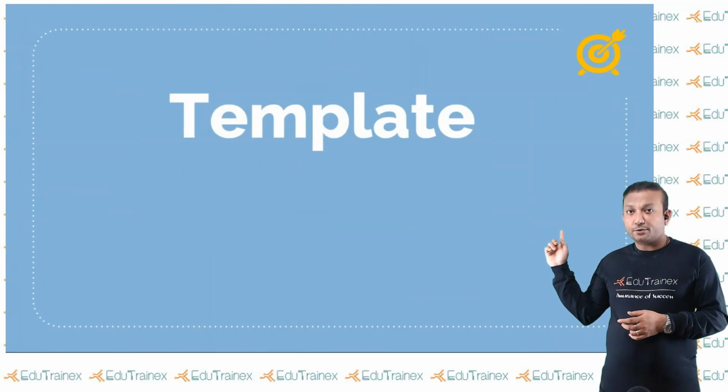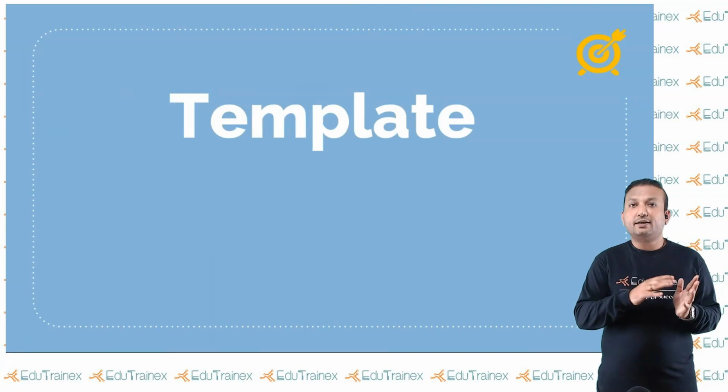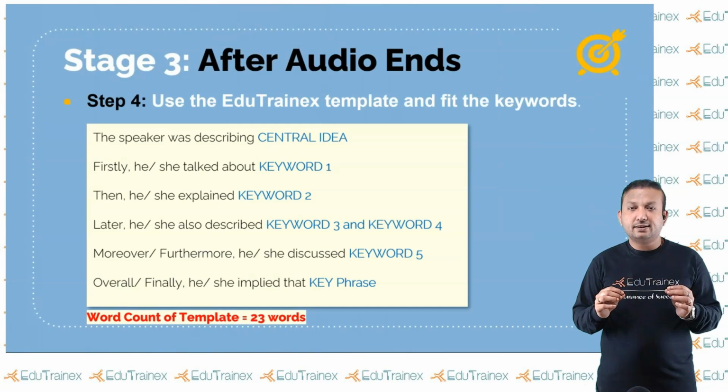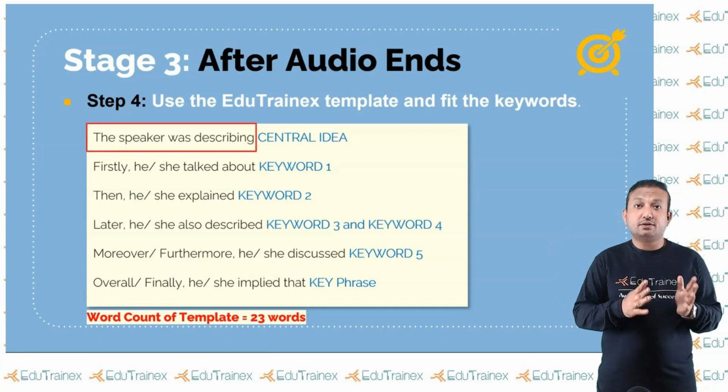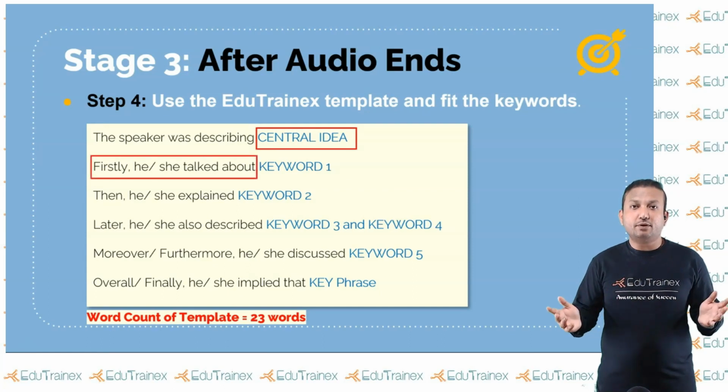So now we are going to see the template on the screen, and we are going to fit the keywords that we noted earlier. This template was carefully designed by our PTE experts. That includes a proper structure and smooth coherence. See the template. Transition words are used there to make the sentences smooth and coherent. So the introduction is: the speaker was describing the central idea. Next, depending on who was speaking, whether male or female, use he or she appropriately. The first line is, firstly, he/she talked about keyword 1.